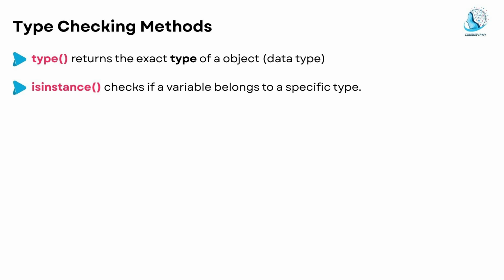To end this lesson, let's look at two more methods which are very important. We have type and then we have isinstance. The type method is used to check the exact data type of a value. We also have isinstance, which returns a boolean. So this is used to check whether a variable belongs to a specific type. Let's take a look at an example of each.